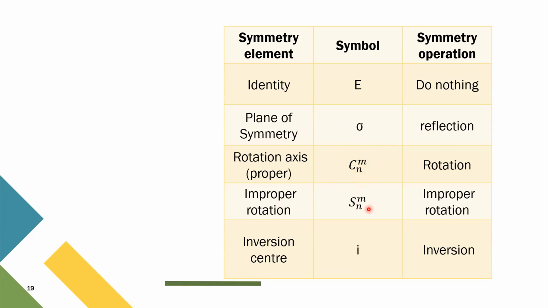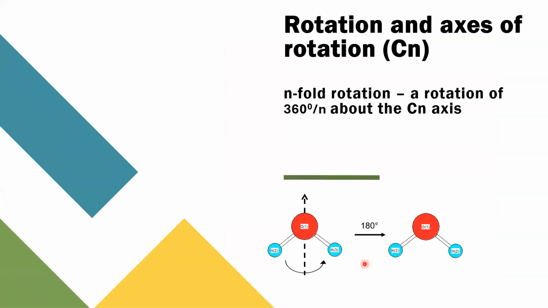Improper rotation, Sn. So for improper rotation, we use S. N is the order and m is the number of times you do the action. Then inversion center, i. So the symbols are E, identity; sigma, symmetry planes; Cn, rotation axis; improper rotation Sn; and inversion center. Right. So we will see rotation and axis of rotation.